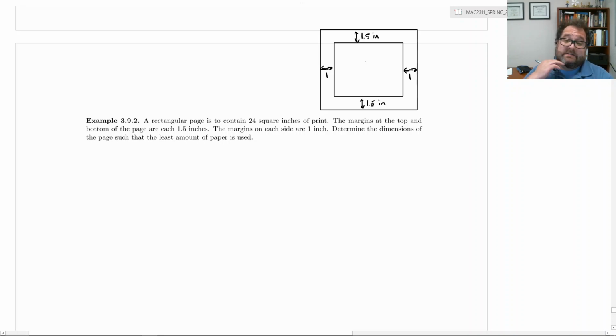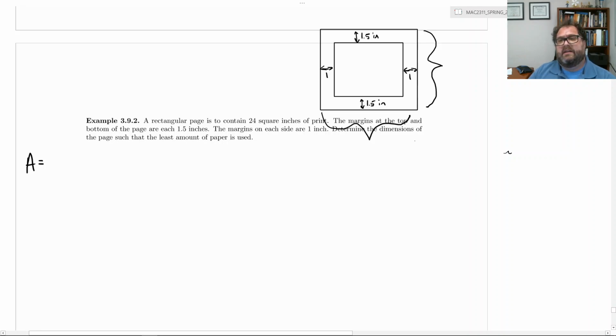So, determine the dimensions of the page such that the least amount of paper is used. Here we're working with area again, but we want to minimize area this time. So let's get some variables in here. We know that area is x times y, width times height.